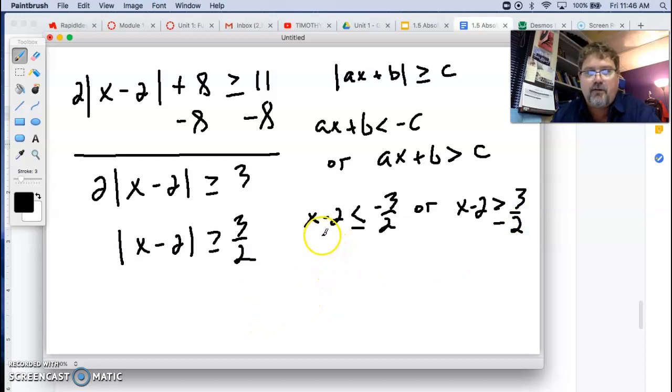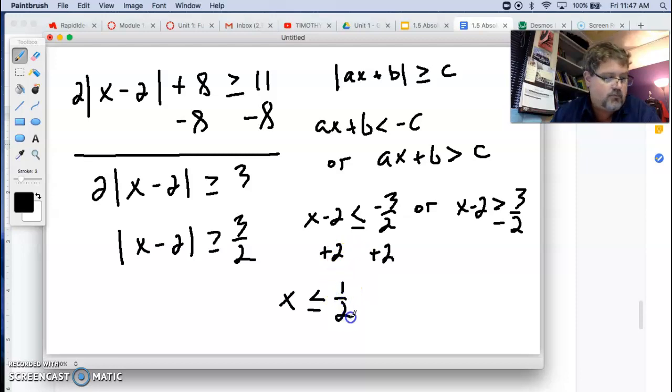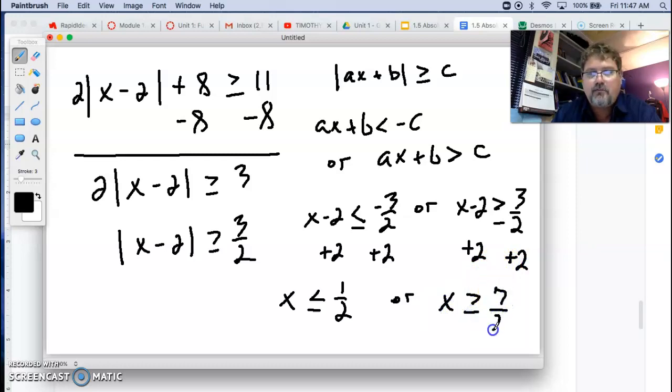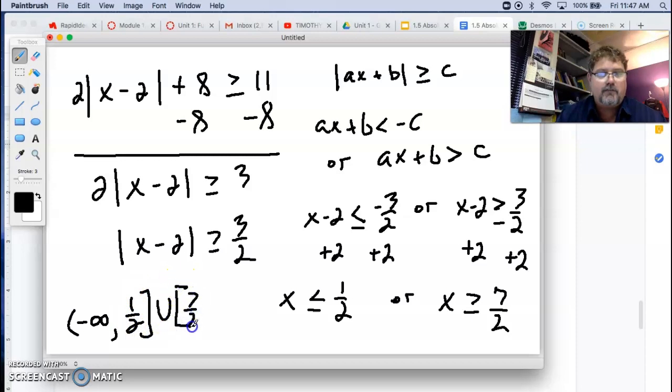Let's work on one at a time here. This one I just add 2 to both sides, and then I get x is less than or equal to positive 1/2. Or come over here, we add 2, add 2, and we get x is greater than or equal to 7/2. So that's your solution set. In interval notation, -infinity to 1/2, union 7/2 to infinity.